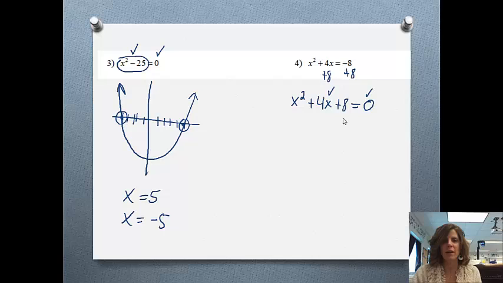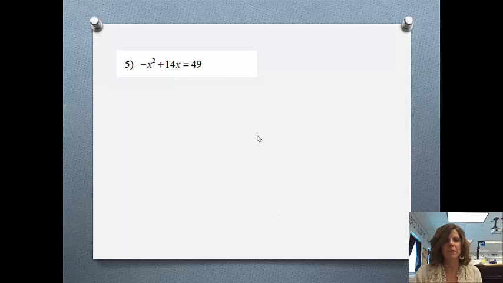So now it passes my 2 checks. I'm ready to graph it. If you were to graph this one, and again we're only graphing that left side, I get a graph that looks something like that. So you will notice it does not touch the x-axis. So then since it does not even ever touch the x-axis, we are going to get no solution for this one.